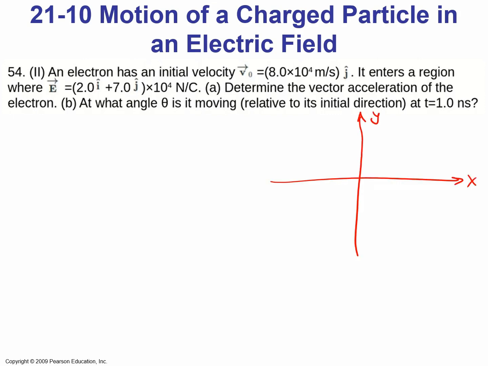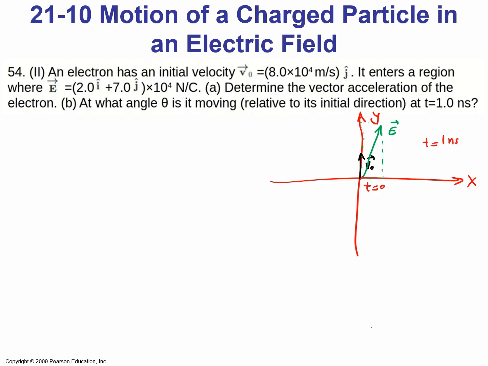So this is the x and y direction, and we say the velocity of the electron is along positive y, so this is v0, and it enters a region where the field has 2 components along x and 7 components along y. So this is 2 components along x, this is 7 along y. So this is the electric field E. And it asks what is the angle theta that the particle would end up at 1 nanosecond after it enters. So this is at time equals 0, and what happens at t equals 1 nanosecond.